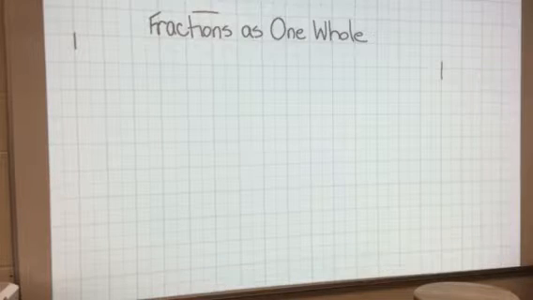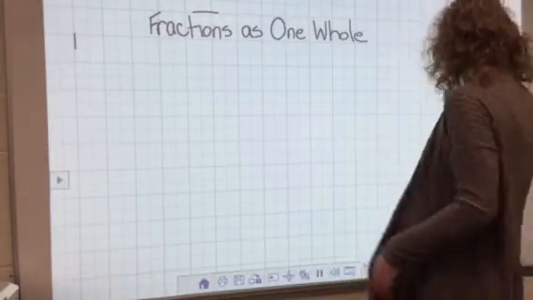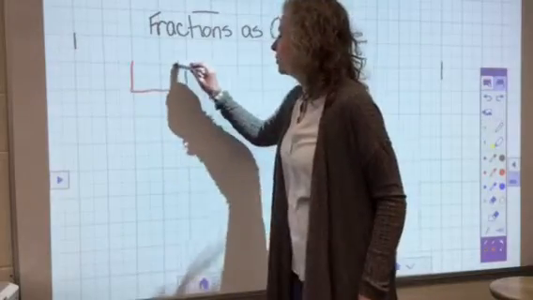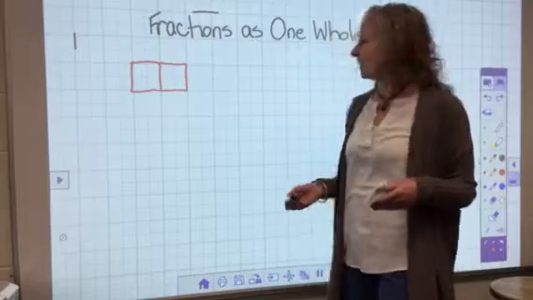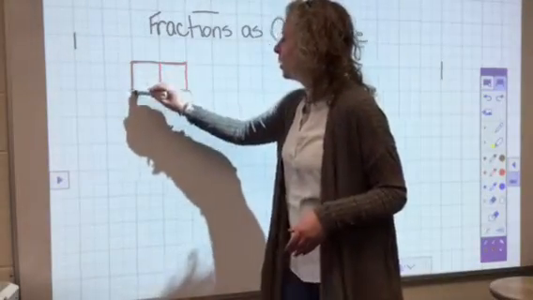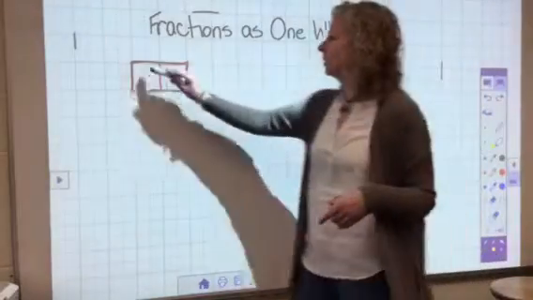Today I want to talk to you about fractions as one whole. We've really been talking about this for a bit. Let me do the easy part first. You have a shape. How many pieces did I break it into? There's my one whole shape right here. One whole shape. How many pieces is it broken into?